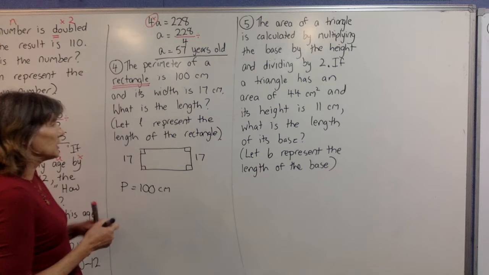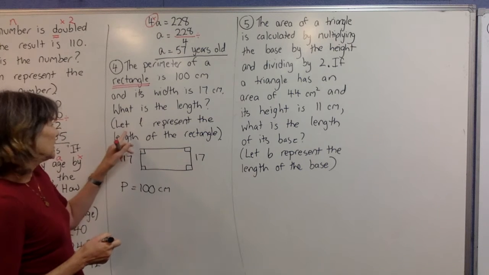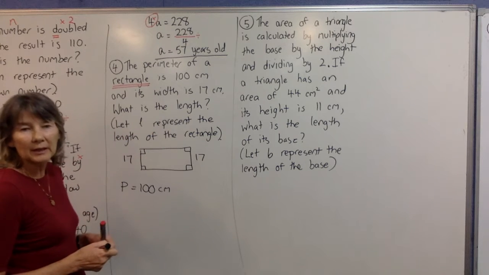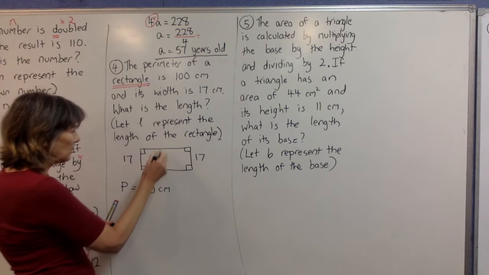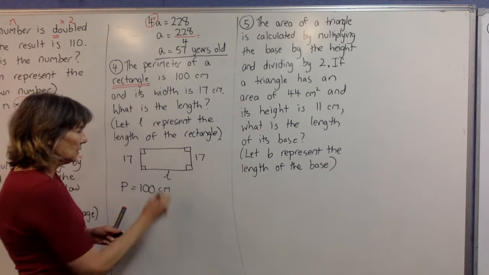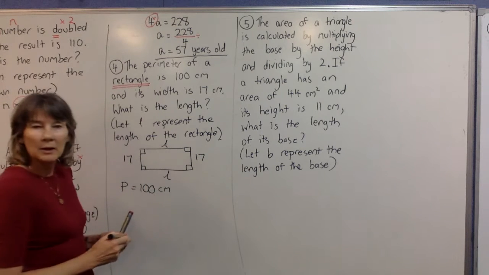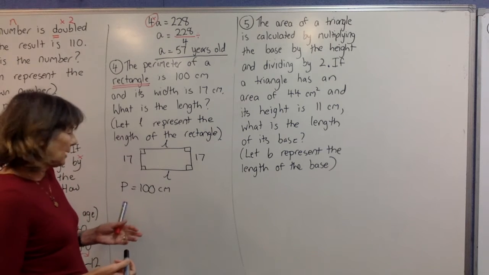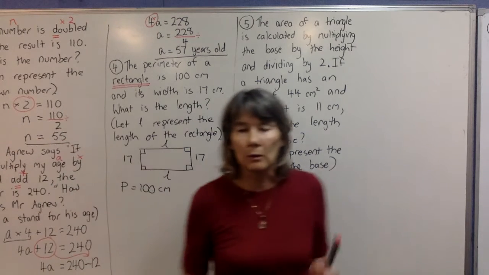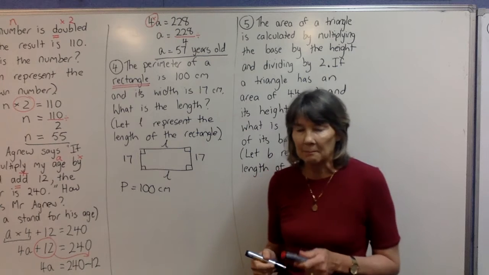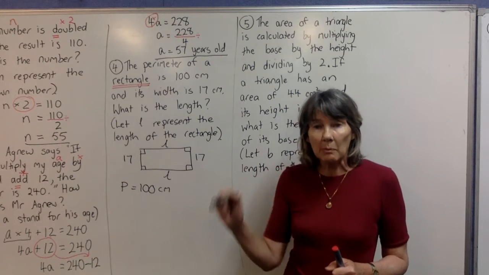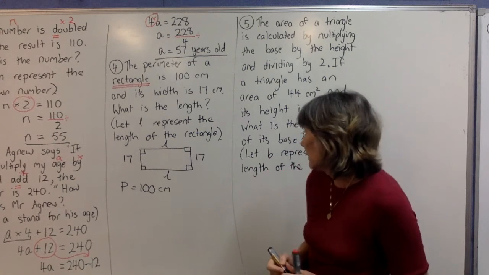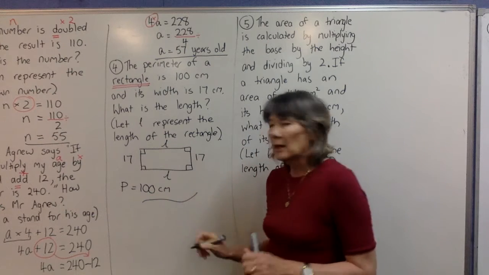All right, now the question says, what is the length? And they're telling you to let L represent the length of the rectangle. So I'm going to write my L here, and here's another one up here. So if you draw it up with all of that information, and then I want you to think about what a perimeter actually is. A perimeter is when we add up all the way around the shape. So that's all our information.